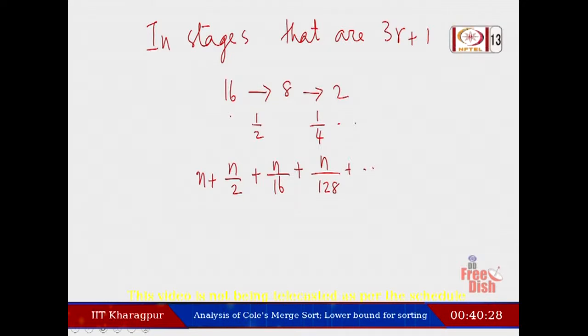And so on. Sorry, here it would be n by 4, and here it would be n by 32, here it would be n by 256, and so on, which is less than 9n by 7, which is again order n. So the total cache size of all the live band vertices put together is order of n in stages that are numbered 1 modulo 3.